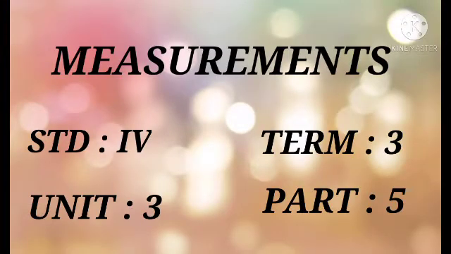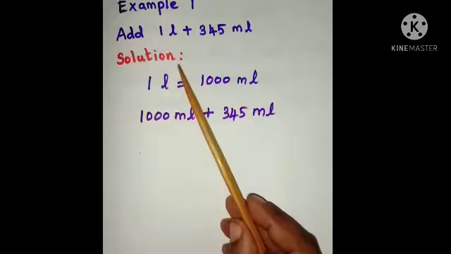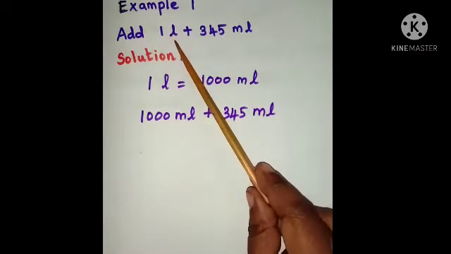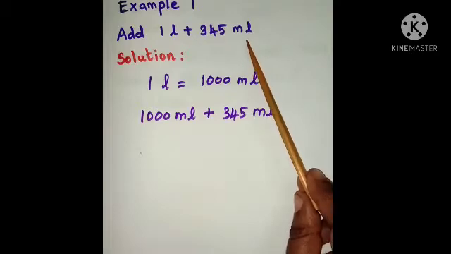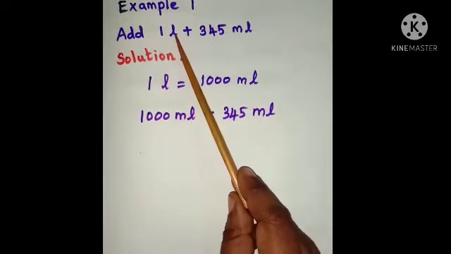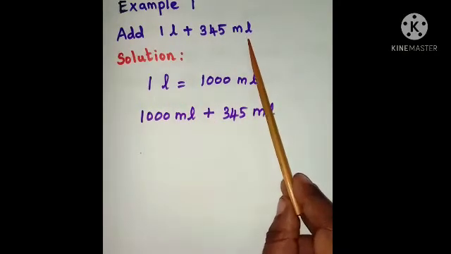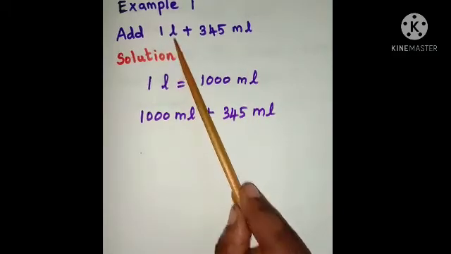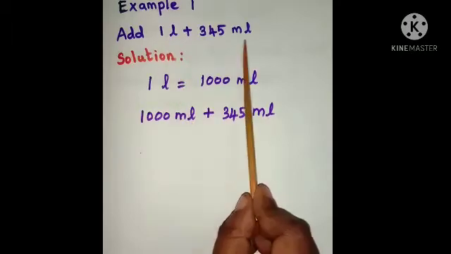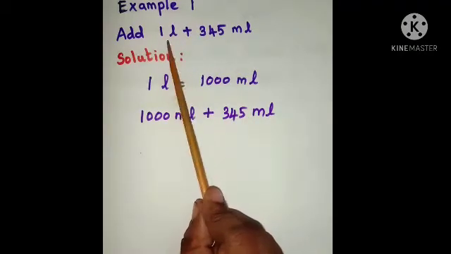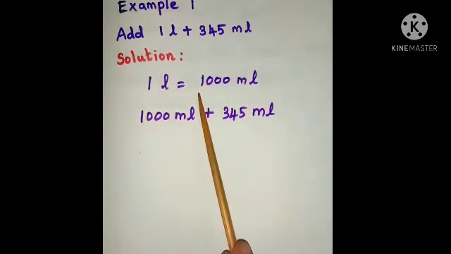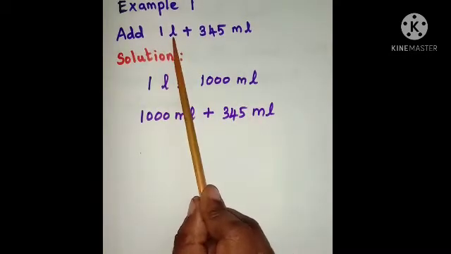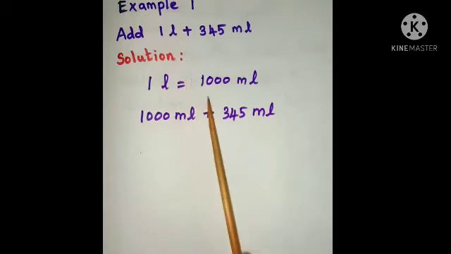Measurements is our third unit of this term. Addition using standard units, liter and milliliter. To add liter and milliliter, first convert the liter into milliliter. So here in this problem, 1 liter is given. We know that 1 liter is equal to 1000 milliliter. So change 1 liter into milliliter.